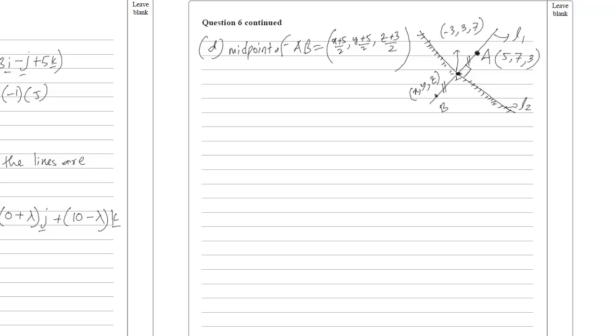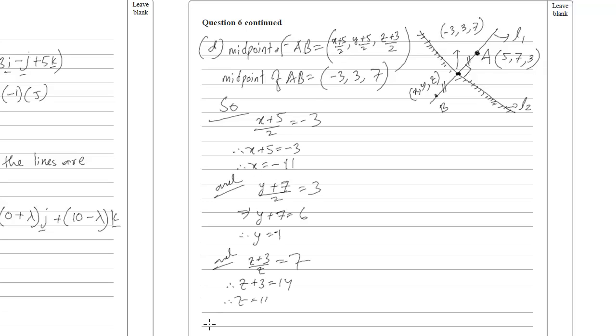So that's the midpoint. But we already know the midpoint is the point on the mirror. So this is the mirror and this is the midpoint. So we know the midpoint of AB is also equal to minus 3, 3, 7. So we can say this is equal to this. So x plus 5 by 2 equals minus 3. That makes it x plus 5 equals minus 6. Therefore x equals minus 11. And so the coordinates of B are minus 11, minus 1, and 11.